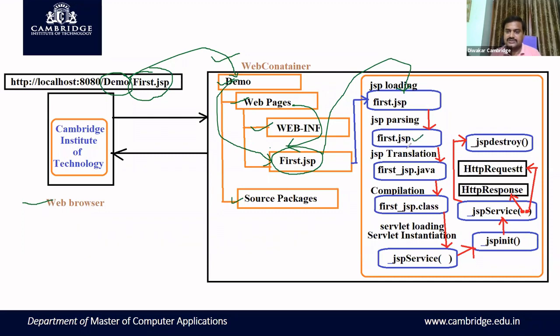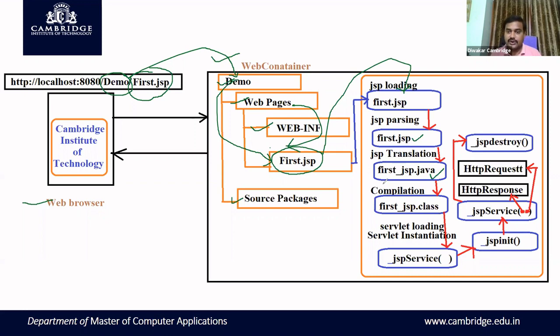Now the next process is the translation process. This JSP page will be translated to first_jsp.java. This is what you call a Java source file, or a servlet. The JSP page is converted to the servlet by using the JSP translator. Now, after that, the life cycle of the servlet begins.